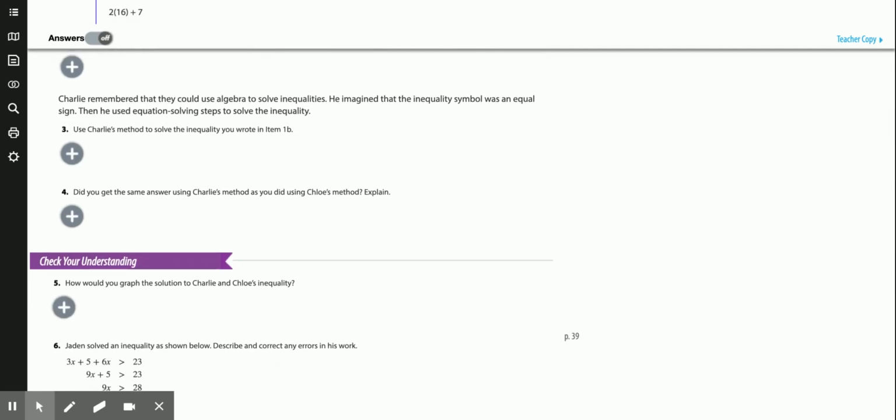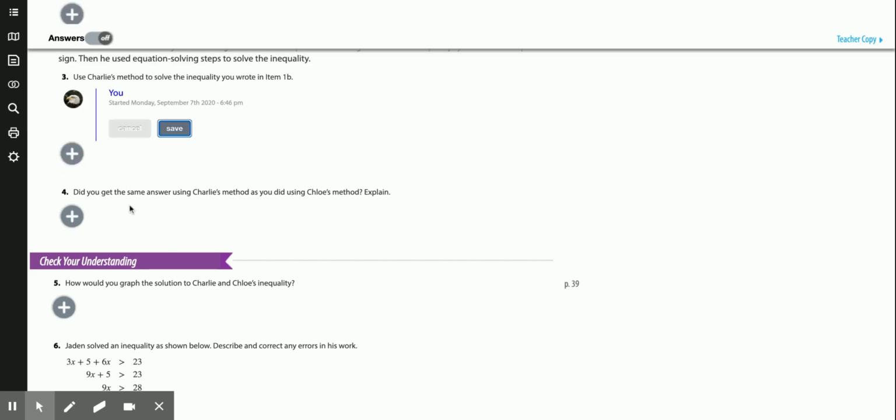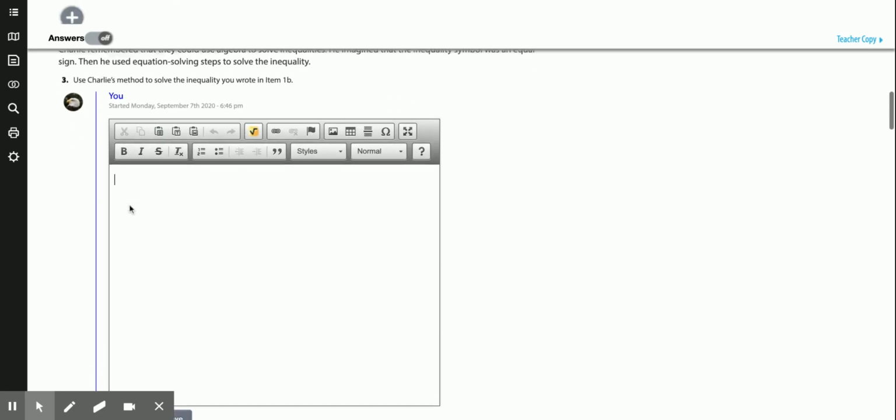Charlie remembered that they could use algebra to solve inequalities. He imagined that the inequality symbol was an equal sign, and that is what we do. We do treat inequality symbols as equal signs. We know that they mean slightly different things, but we treat them the same way. Just like we know that the variables are not like our constant numbers, but we usually treat them the same way. So using Charlie's method to solve the inequality we wrote in item B.